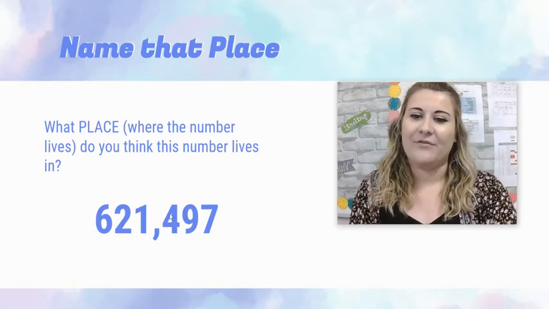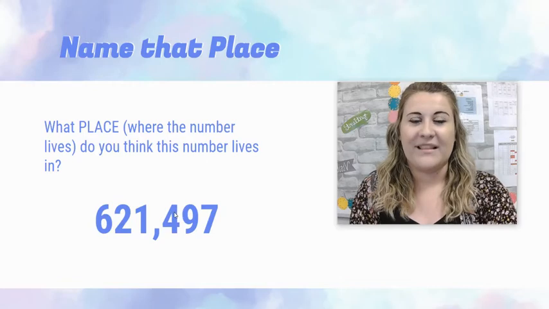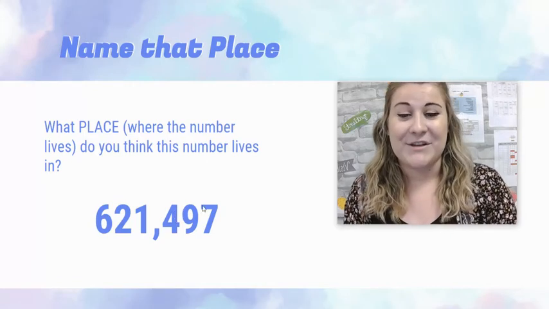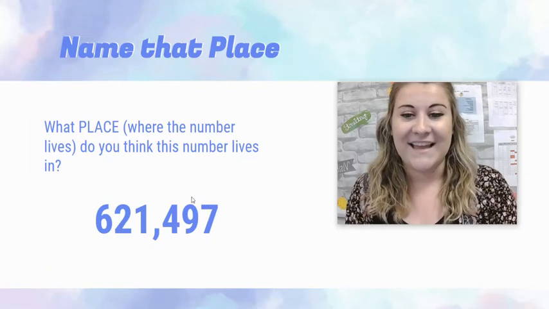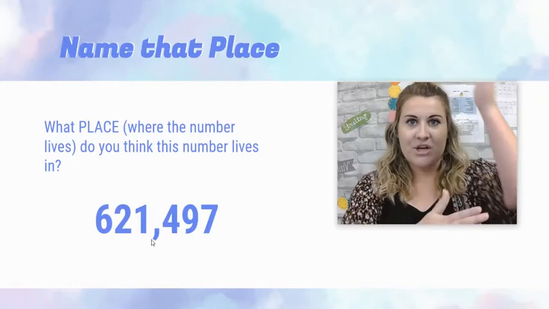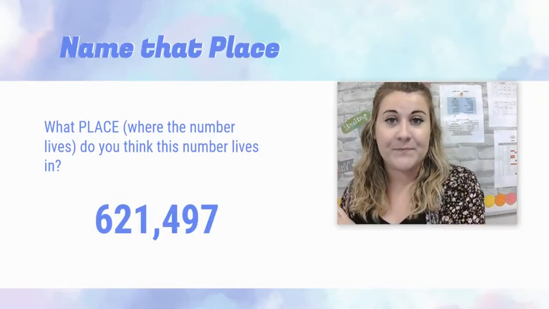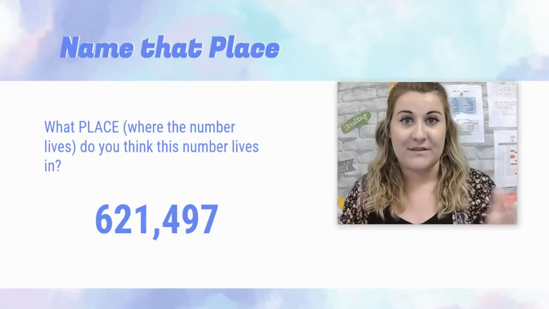Let's look at the 4. The 4. What place is the 4 living in? This is the biggest place that you learned about last year. If you said hundreds, you're right. So far we have ones, tens, hundreds, and then we have our comma, which karate chops, and everything after the comma has the word thousand in it.